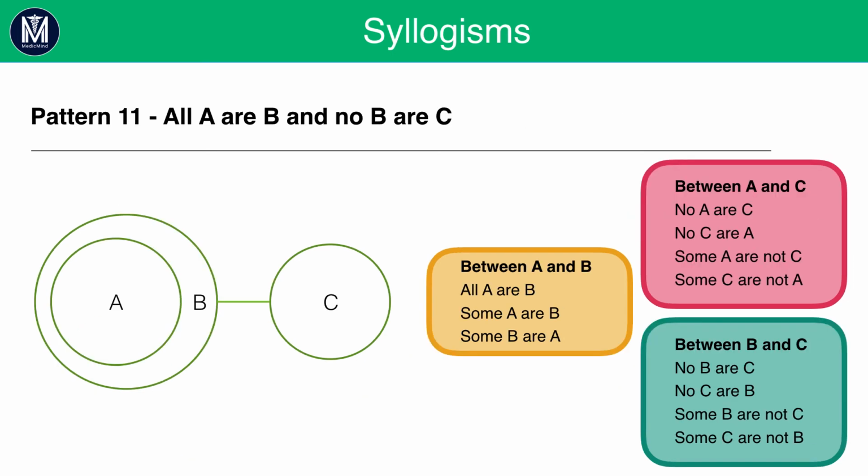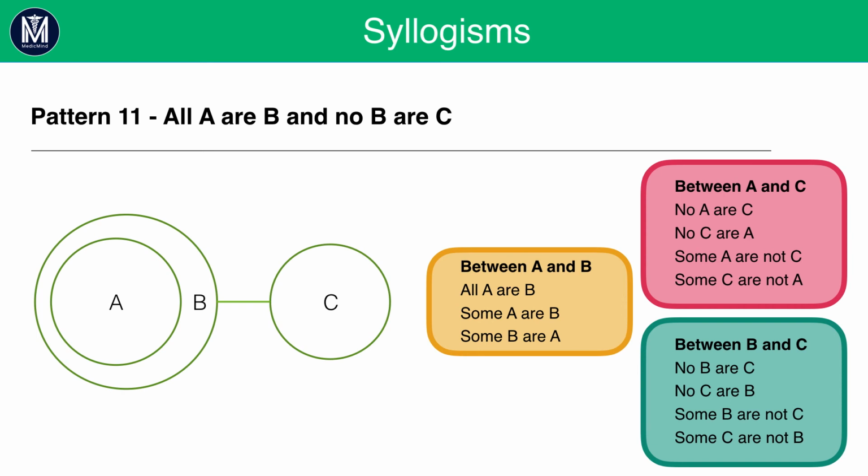Pattern 11. All A are B and no B are C. So here, A is enclosed within B, and the whole AB circle is separate to C. So the relationship between A and B is as normal. All A are B, some A are B, and some B are A. Between B and C, we know that no B are C, no C will be B, some B are not C, and some C are not B.